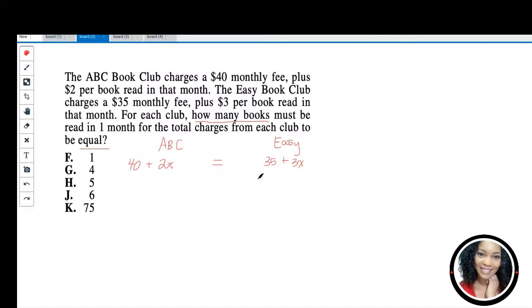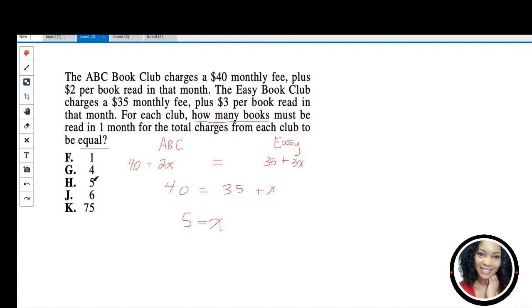I always like to move my x's first. It's just a thing. So 40 equals 35 plus x. That's from me subtracting 2x on both sides. And now subtracting 35 over means the answer is H, 5 books, from algebra. I would be able to do it this way if I did not have answer choices. But I have answer choices, so I can work a little bit smarter, right?